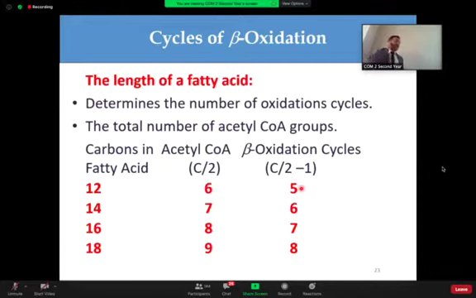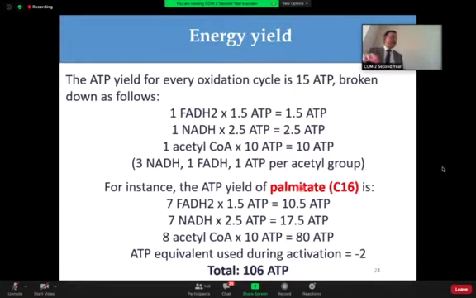So do you expect, if I were to ask a question, how many cycles are required for beta oxidation of certain fatty acids and so on? Energy-wise, I know I like to make it complicated here by making the factor 1.5 for FADH2, 2.5 for NADH. In the exam, we'll try to make it easy, 3 and 2, okay? If you look into the yield from every oxidation cycle, each oxidation cycle will produce 15 ATP, okay?